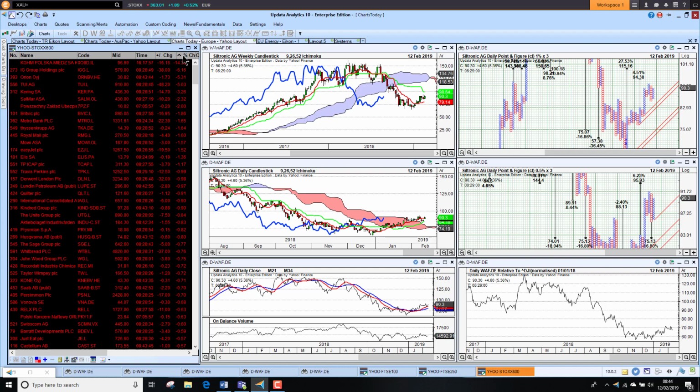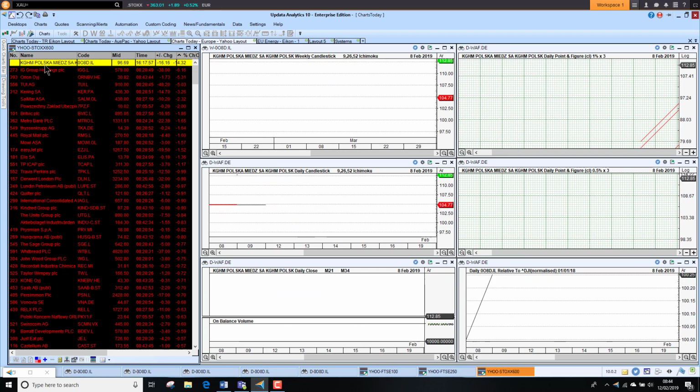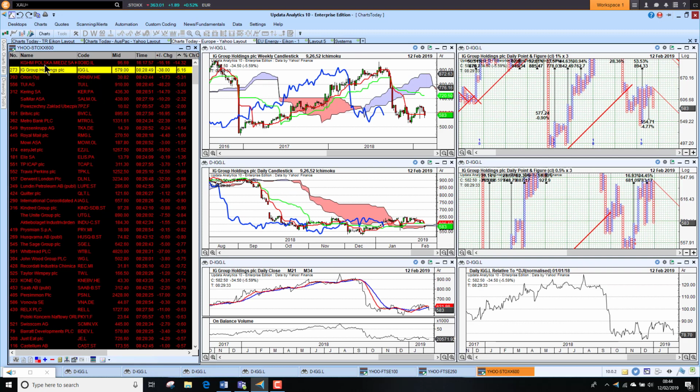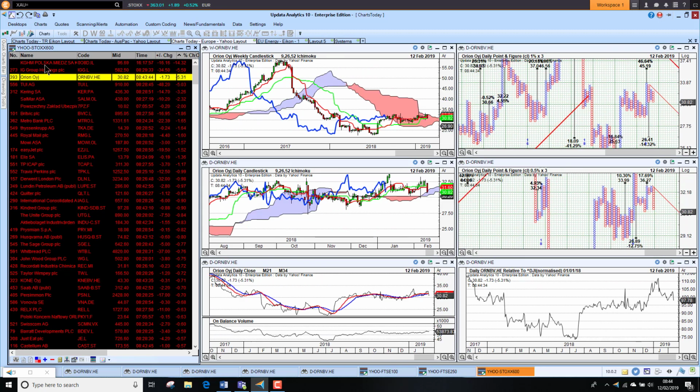Taking a look at the negative side, we have got some quite big fallers. IG Holdings down 6%, Origin down 5%. So it's still a mixed picture, and that's it for today.